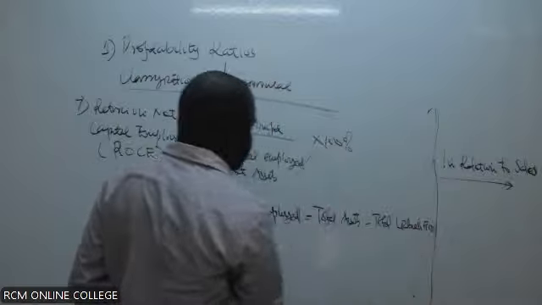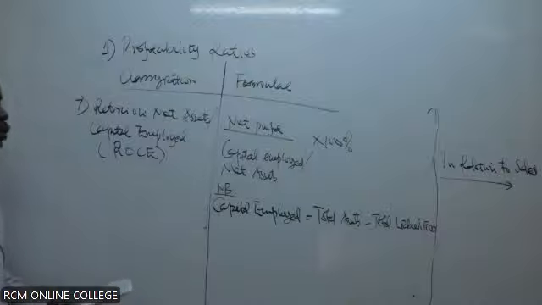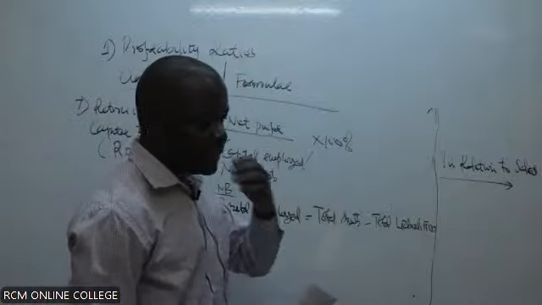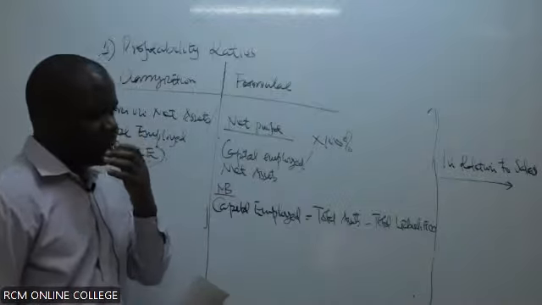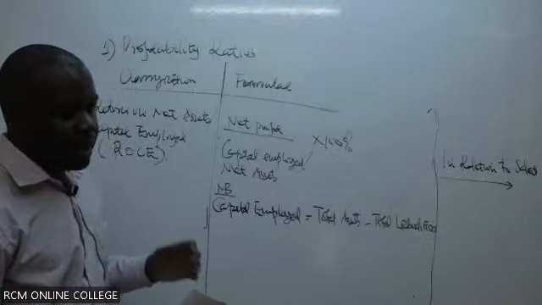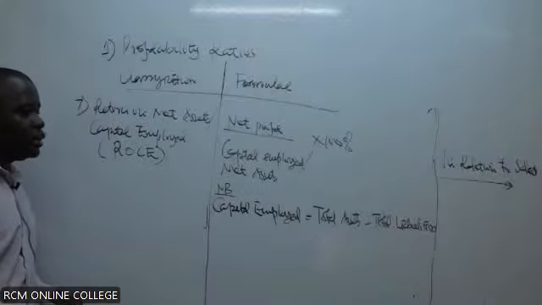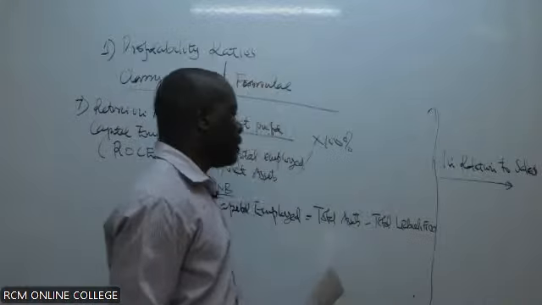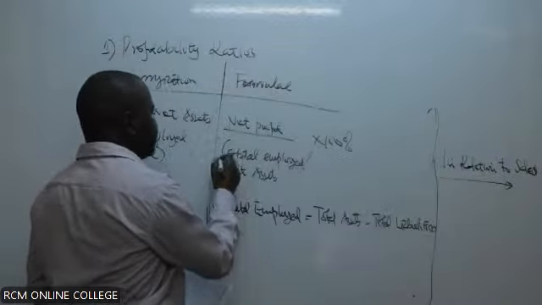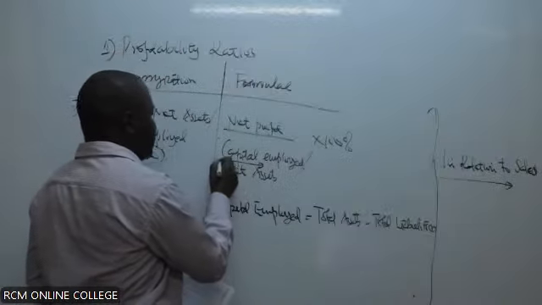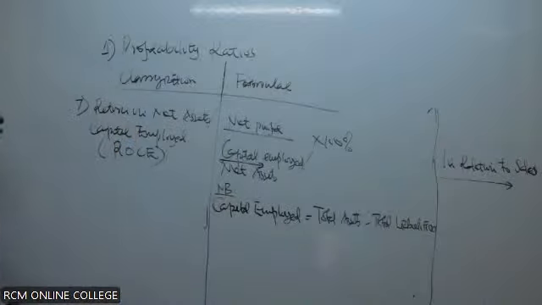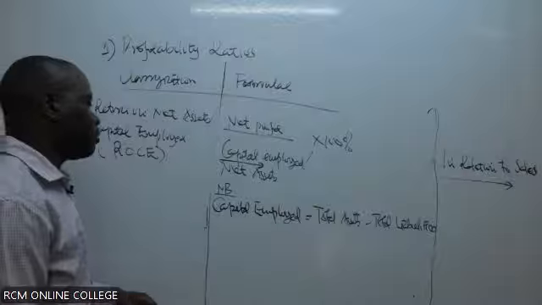So the total assets minus total liabilities, that is the capital employed. Ideally, you'll be getting the capital components in the balance sheet. So you take the total assets you have minus the total liabilities, and you get the capital that has actually been employed in the business. That's how you get the net assets.